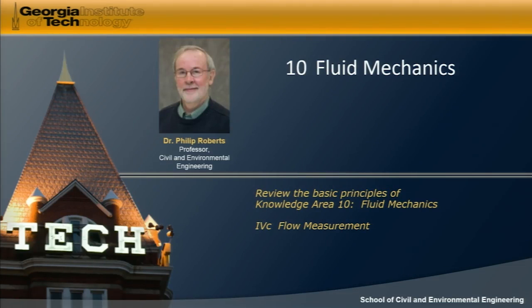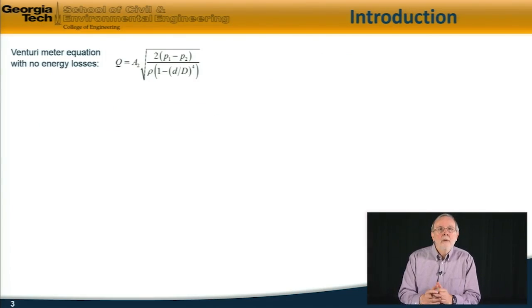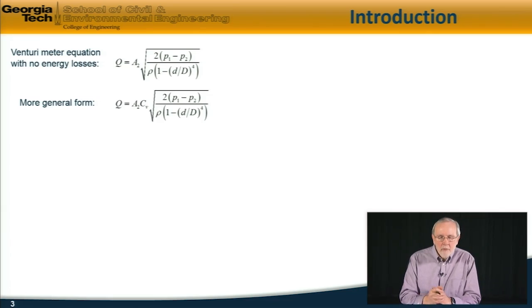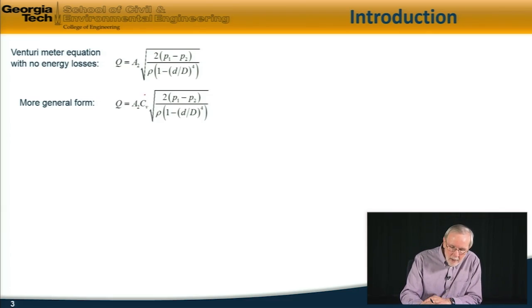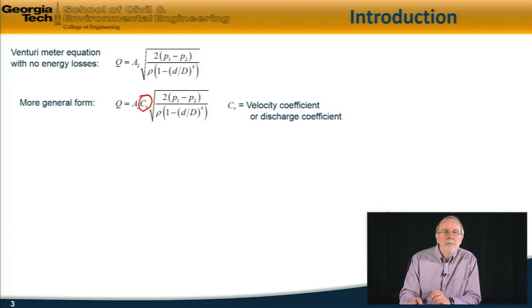The last topic I want to discuss on flow measurement is the orifice meter. Now, we start this from the equation that we previously had for the Venturi meter, which is given here, and this equation assumes that there is no energy or head losses in the flow through the meter. But a more general form of the equation is given here, where now we've incorporated a new coefficient, CV, which is called the velocity coefficient or the discharge coefficient, which accounts for head losses or energy losses.